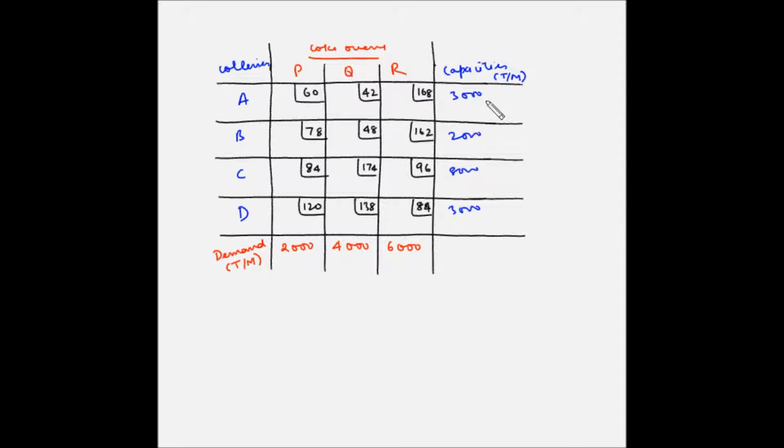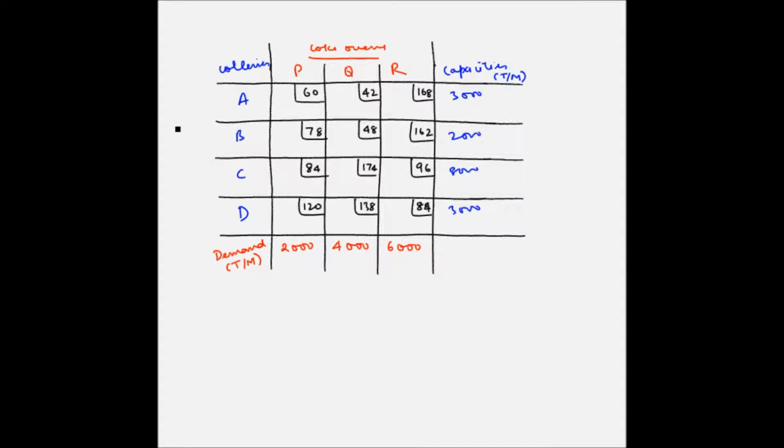So let's total up the supply capacities. So 3 plus 2 is 5, 5 plus 3 is 8, 8 plus 8 is 16, so 16,000. Now let's add up the demand. So 2 plus 4 is 6, 6 plus 6 is 12. So demand is 12,000 while supply is 16,000. So this is a case of an unbalanced transportation model. So to balance this, we'll have to add another source of demand with a demand of the differential between the supply and demand, that is 4000 tons per month.